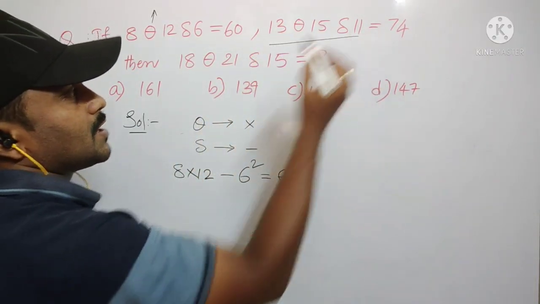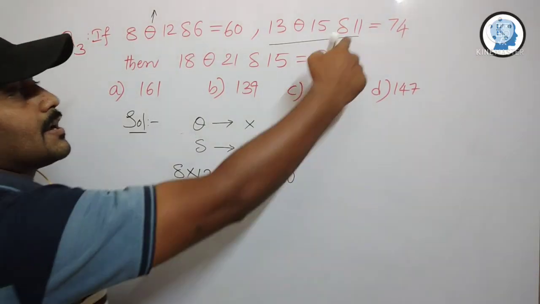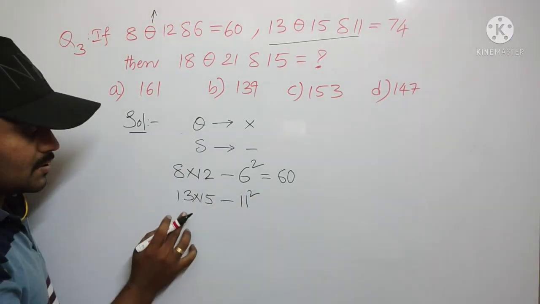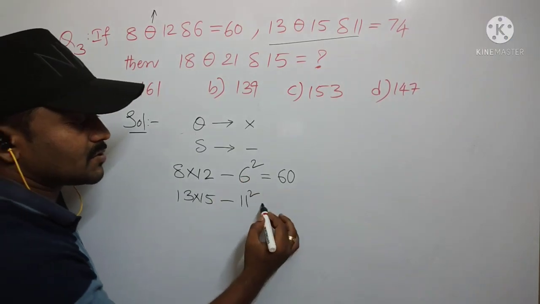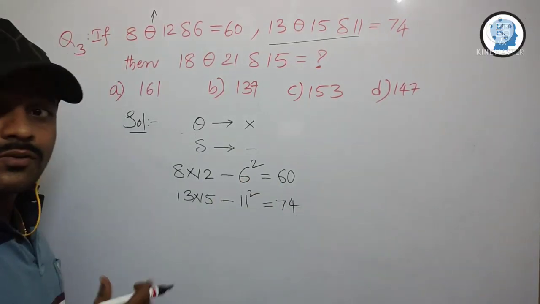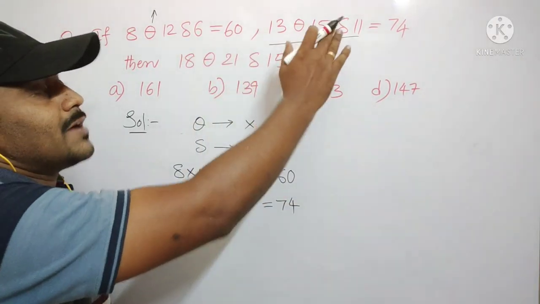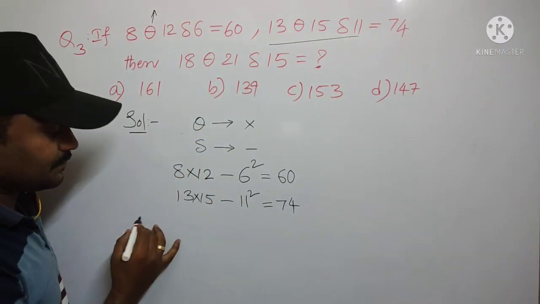Same thing if I do here. 13 into 15 minus 11 is there. So the last third number I want to square. So 11 square. 13 into 15 is 195, minus 11 square is 121, which I get as 74. So this logic applied is correctly followed by these two expressions. So same logic we can apply for the question also.